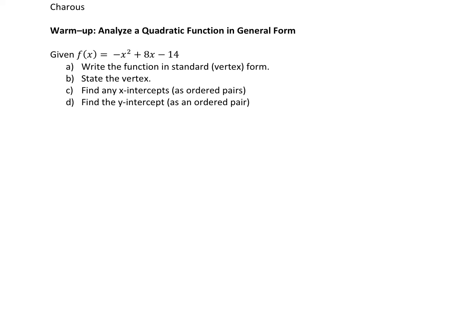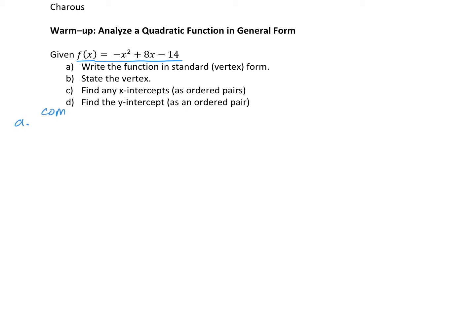This is the solution to a warm up from 3.1, where we're going to analyze a quadratic function in general form. So we're given a quadratic function, which is f of x is equal to negative x squared plus 8x minus 14. And the first thing we're asked to find is to write the function in standard or vertex form. So I'm going to do this in two methods.